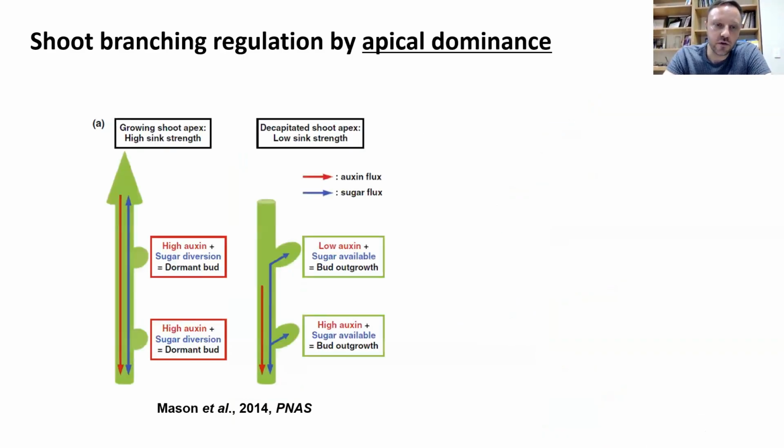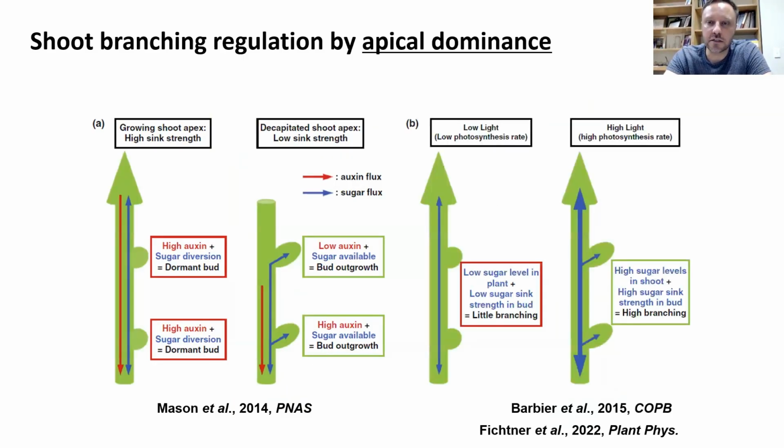And so in 2014, Christine's work has shown that sugar availability was a major signal to trigger bud outgrowth in response to decapitation. And so the role of sugar availability in shoot branching is not limited to apical dominance. And in conditions where the plant is intact and photosynthesis fluctuates due to different environmental reasons, you also have a control of shoot architecture due to modulation of sugar availability to the buds.